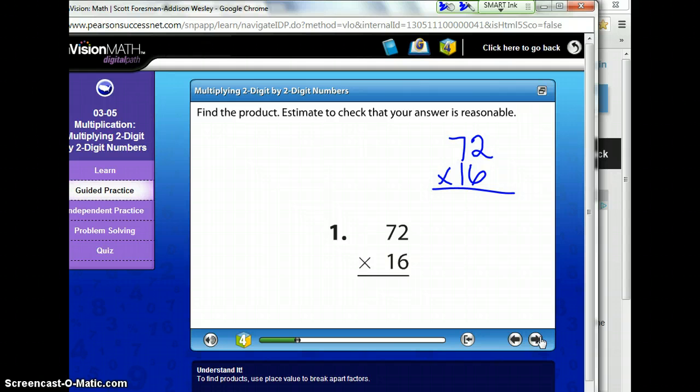Okay, I'm going to cover up the 1 and pretend it's not even there. We're not going to worry about that yet. We're going to go back to yesterday. 6 times 2 is, help me out, 12. 7 times 6 is 42 plus 1 more, 43.